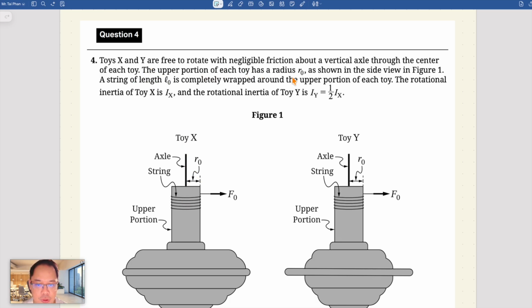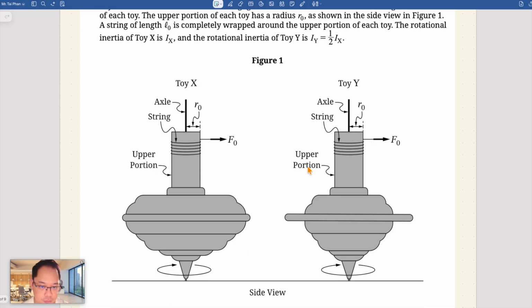The upper portion of each toy has a radius R0, which is this length from the axle to the edge of this upper portion, as shown in the side view in figure 1. And of course the radii of the two toys are the same, which are R0 here, okay? A string of length L0 is completely wrapped around the upper portion of each toy. The rotational inertia of toy X is Ix, and the rotational inertia of toy Y is half of Ix. So the second thing on the right, toy Y has half moment of inertia, rotational inertia, okay?